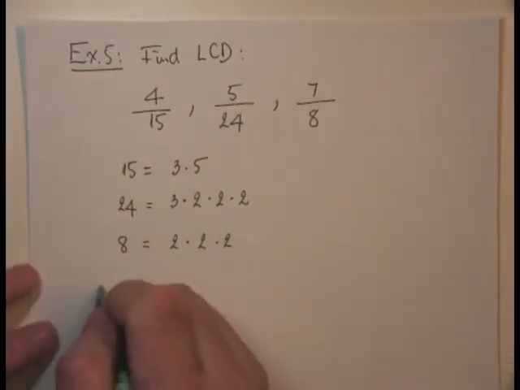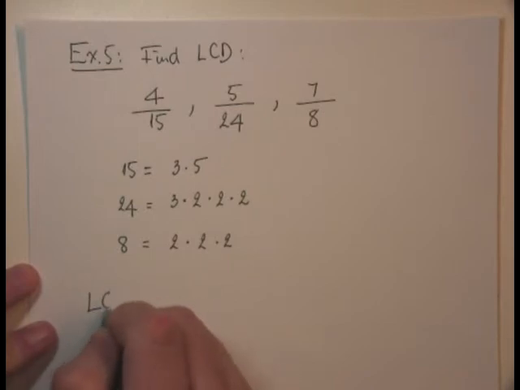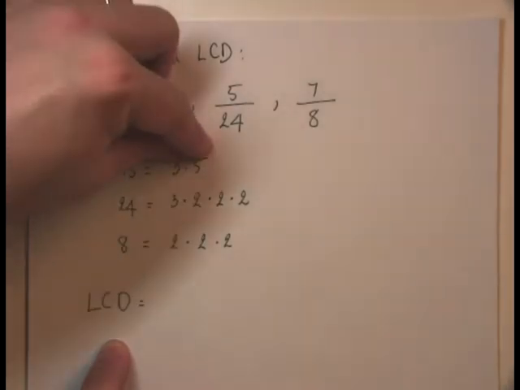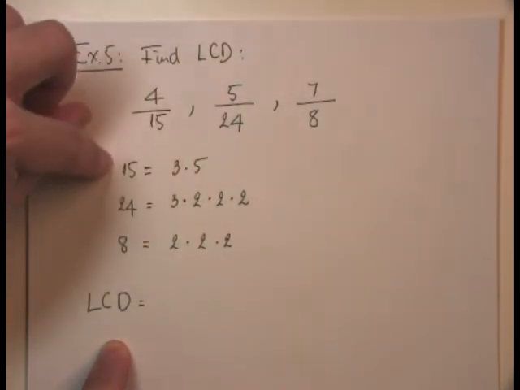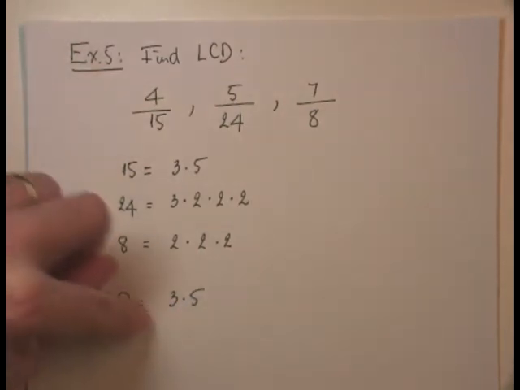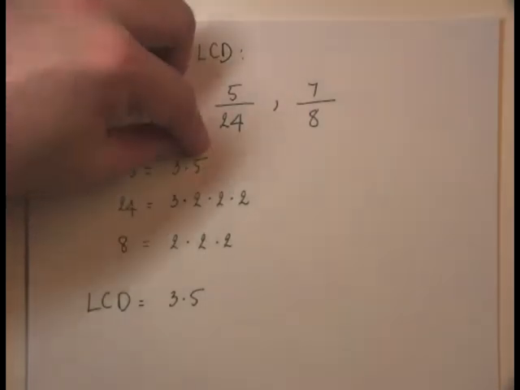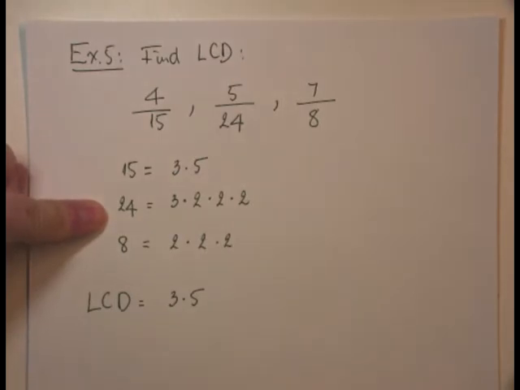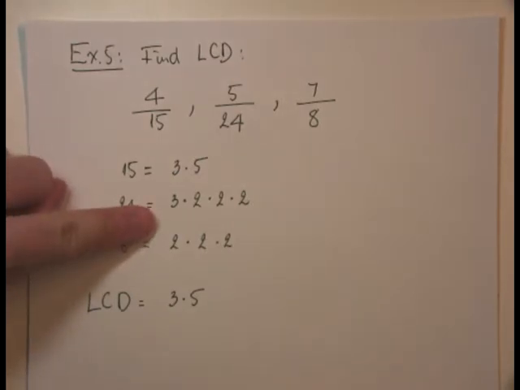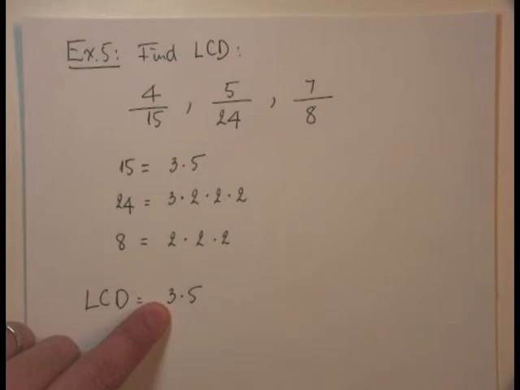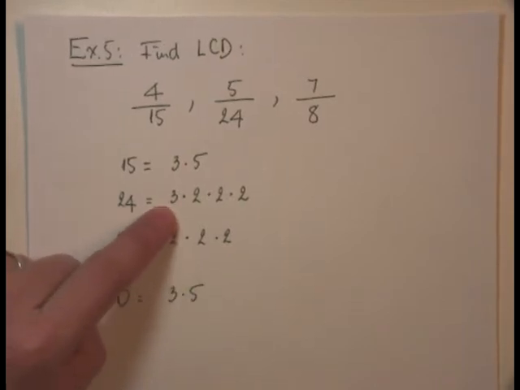And so now, to find the LCD, just create for yourself a list. And what goes into the list? All the prime factors of the first denominator, you're going to bring into your list. So 3 and 5, so 3 times 5. And when you're done bringing in all the prime factors of the first denominator, let's look at the second denominator. 24 has 3 times 2 times 2 times 2. So 3 is the first prime factor of 24. And is 3 already on the list? Yes, it is. And so you can now skip that 3.